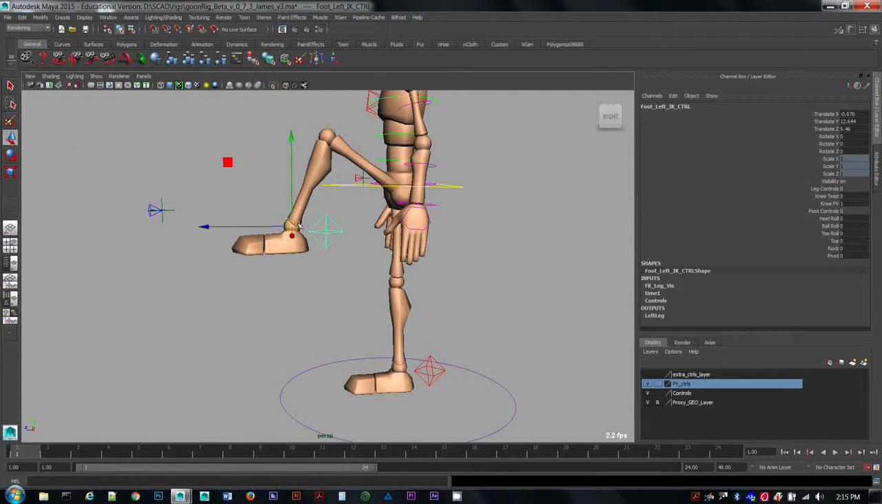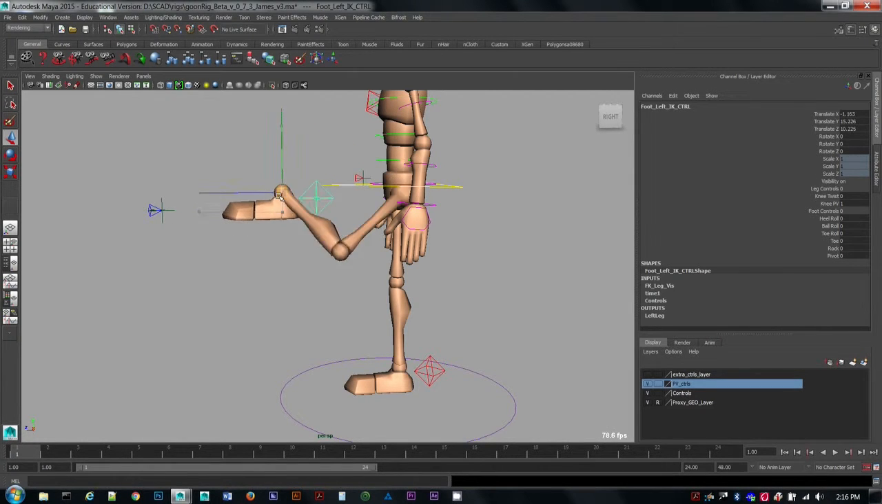If you imagine a straight line going from the base of the IK, right in the hip there, all the way through the foot, which is the end of the IK, and when that line goes straight into the pole vector constraint, that's when we have the problem.